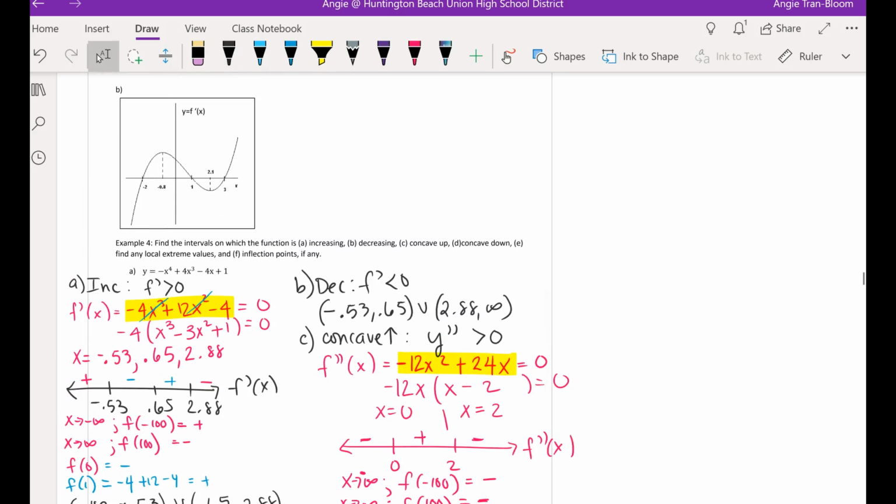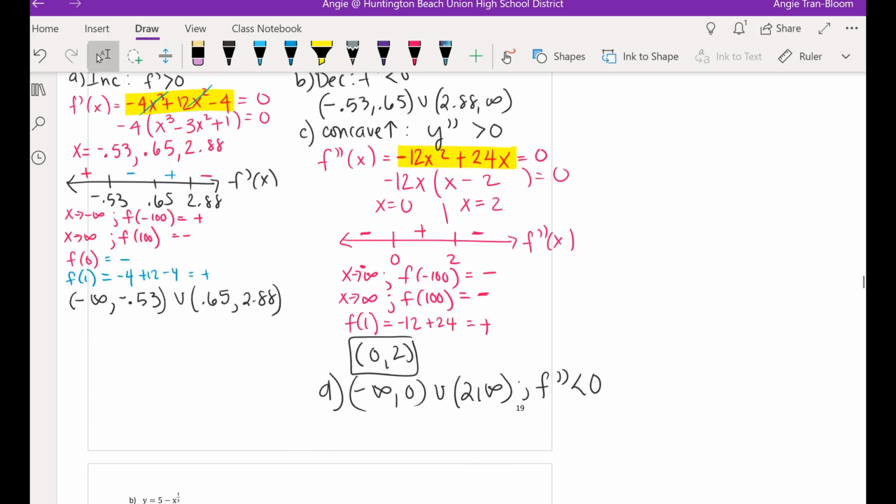Now E, local extreme values. I'm out of space at the bottom, so that's D, this is E. Let's talk about local min first. Local min is when the first derivative changes from negative to positive. All the work is pretty much done for us. So the answer is, it changes from negative to positive at 0.65, and that's it.